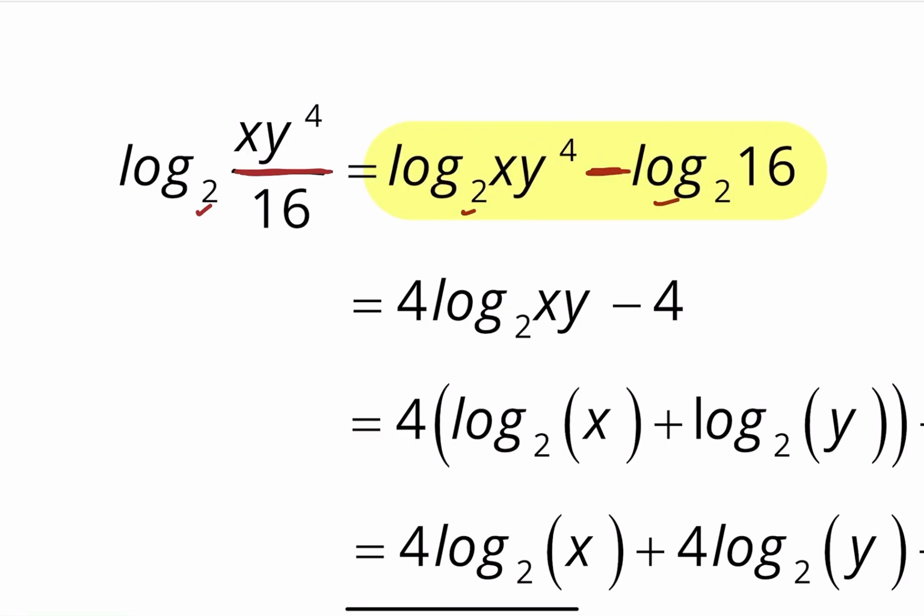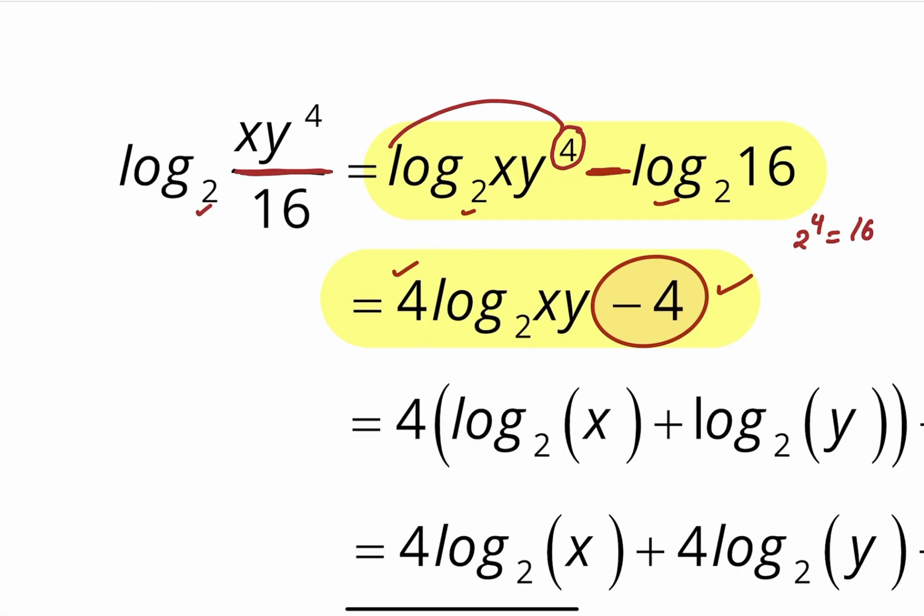Now let's take a look. There was a power here, and they moved the power right up in the front. That's good. Log 16 base 2 is 4. In other words, when I raise 2 to the power 4, do I get 16? 2 to the power 4 is 16. So this is also correct. So this step is also checked off. Pause if you need to.